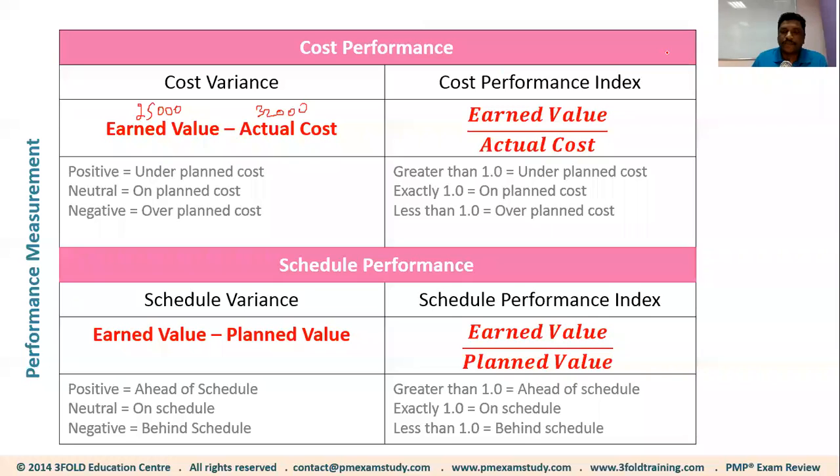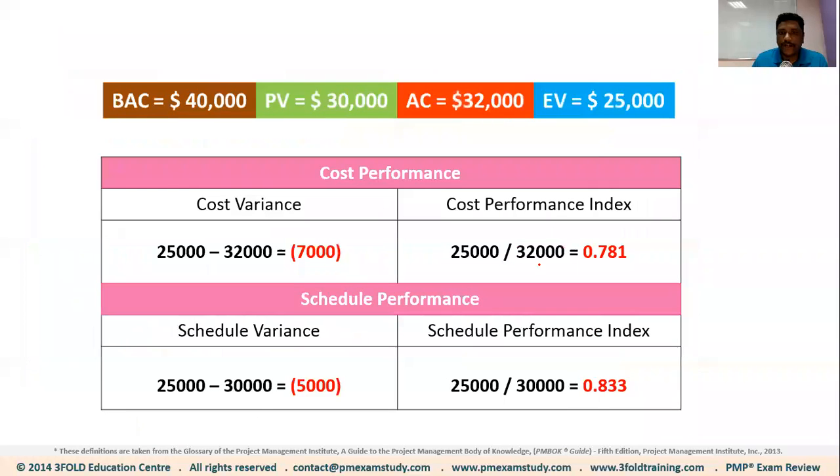Then we have cost performance index. Now the formula for cost performance index is, instead of minus, we put divide. Earned value divided by actual cost. So 25,000 divided by 32,000, which gives you a CPI of 0.781. And now here is the important question.